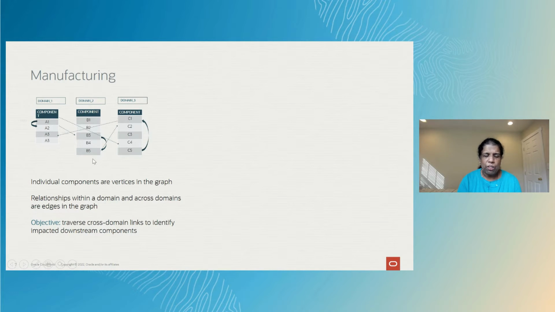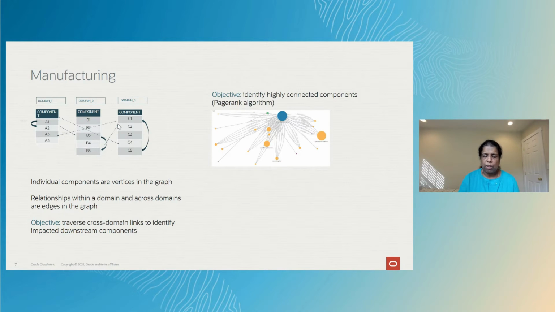Now, when I connect all of this in a graph and do path analysis, I can get the entire path: A1 is connected to B3, B3 is connected to B5, and B5 is connected to C2. So I can see that B5 and C2 could also have an impact on A1, not just B3. By following paths through multiple different domains and multiple different components, I get a richer view into my data.